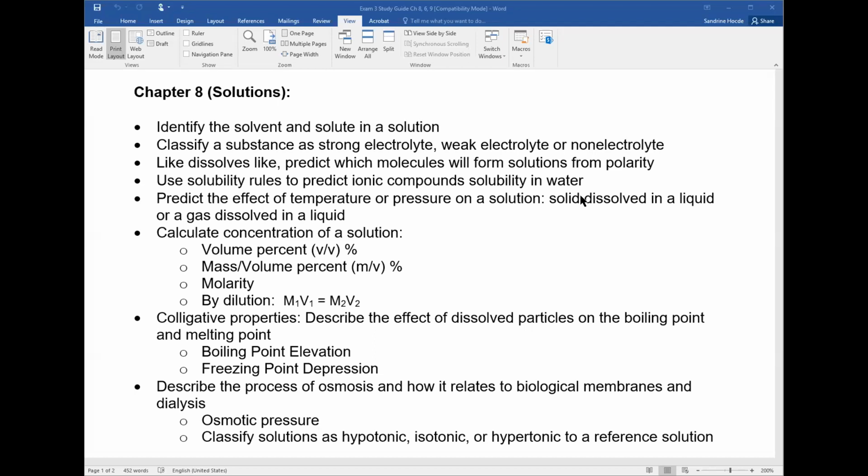So next in chapter 8, we learned about colligative properties. Those are properties that depend on the number of particles dissolved in the solution, and they don't depend on the identity of the solute. They have an effect on the melting point and boiling point of the solution. So there is the boiling point elevation and freezing point depression. Let's look at the PowerPoint slides for that.